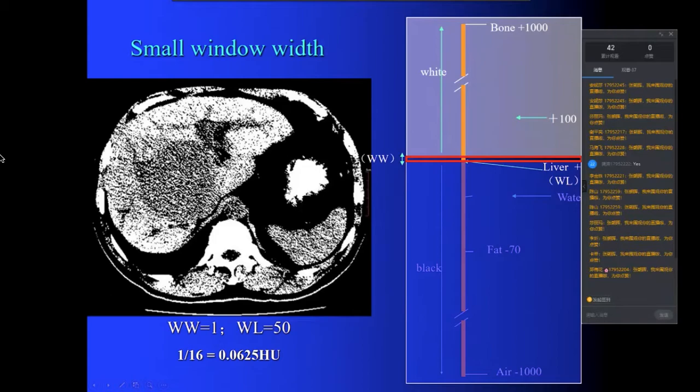And this results in very strong contrast of the image, and this image looks very noisy. So this small window width is not proper. Although you can find HCC, this image is too noisy. So this window setting is also not proper.